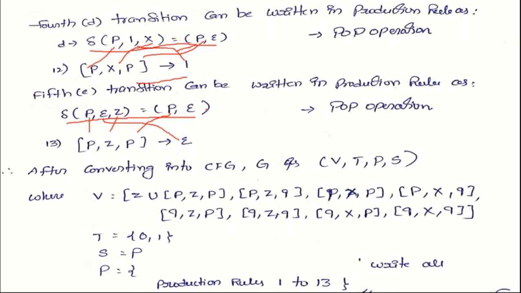So till now we have converted all the transitions into production rules. Now we can write the context free grammar obtained after converting from the pushdown automata, that is G equals VTPS, and we can mention what is meant by V, T, S, and P. These 13 production rules can be rewritten here, and then our problem will be completed. So this is the process of how to convert from pushdown automata to context free grammar. Thank you.